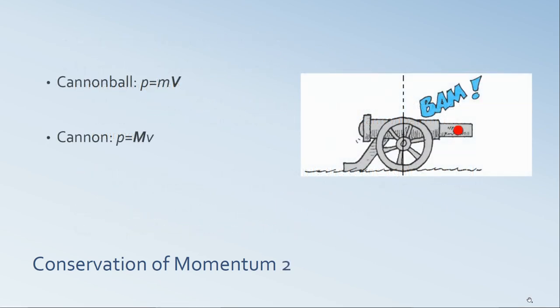And so we can see this in the conservation of momentum on our diagram of our cannon and cannonball here. So when we fire, the cannonball has a momentum of a very small mass and a large velocity, and the cannon has a momentum of a very large mass and a small velocity.